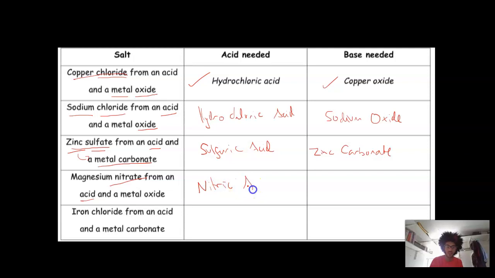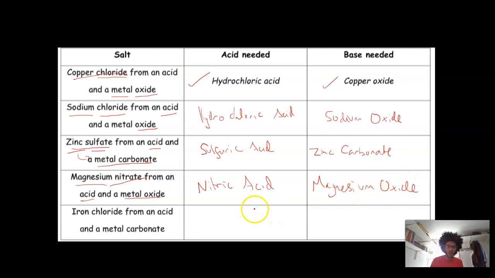Just as an aside, if you're doing AQA, the three acids you definitely need to know are hydrochloric, sulfuric, and nitric. If you're doing a really hard question, I might throw phosphoric acid in there, but they'll probably give you some help before they set a question on that. Now for the metal oxide, which I'm looking for, it has to contain magnesium, so it has to be magnesium oxide.